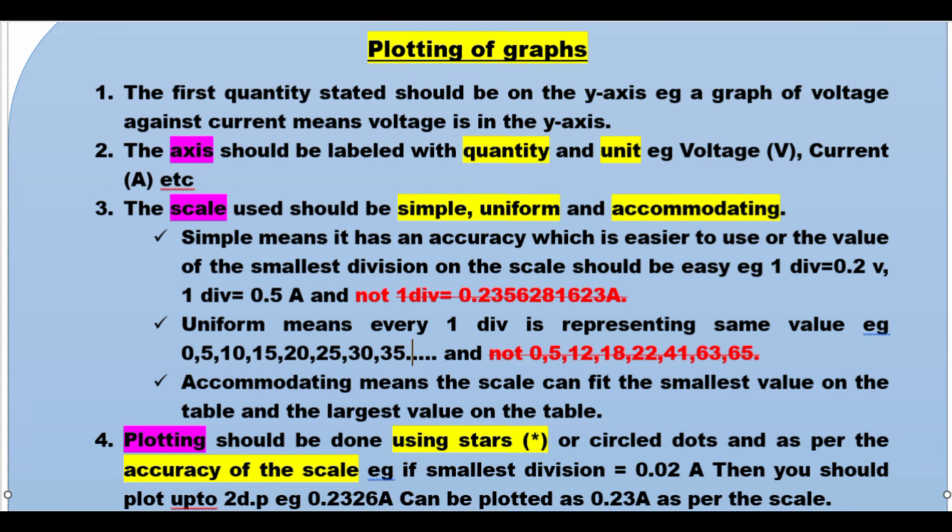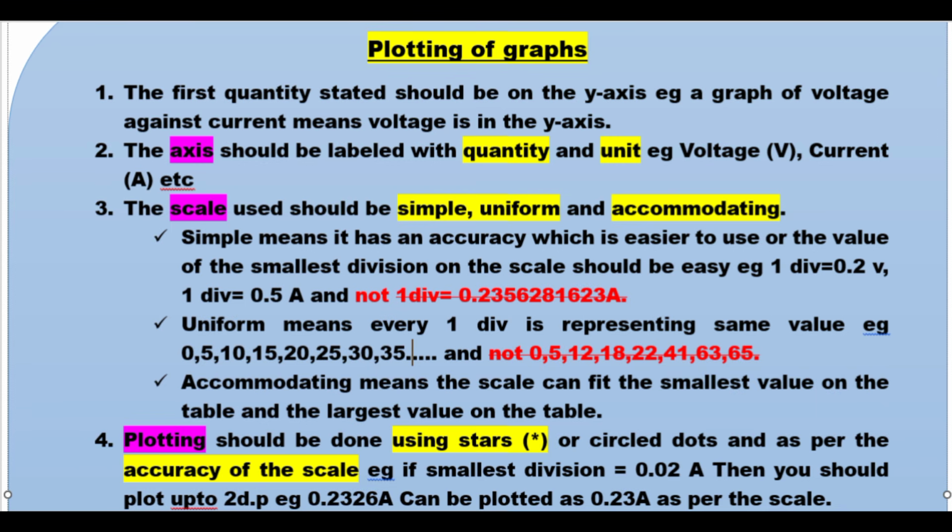Then we go to plotting. How should you plot? First of all, when you are plotting, you should use stars, or you can use a circled dot. But mostly I would prefer that you use the stars. Then when you are plotting, you should plot as per the accuracy of your scale. Again, I repeat that: you should plot as per the accuracy of your scale.